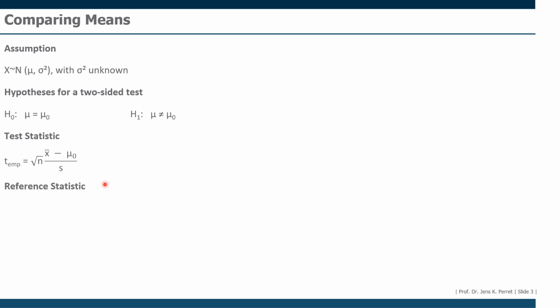The reference statistic, as compared to the previous one, is now a t-statistic. A t-statistic with n-1 degrees of freedom, n being the number of observations, and 1 minus 1/2 alpha. Again, because it's a two-sided test. Two-sided test means the value we have could be smaller or larger than the mean. One-sided test, we just assume it's on one side of the mean.